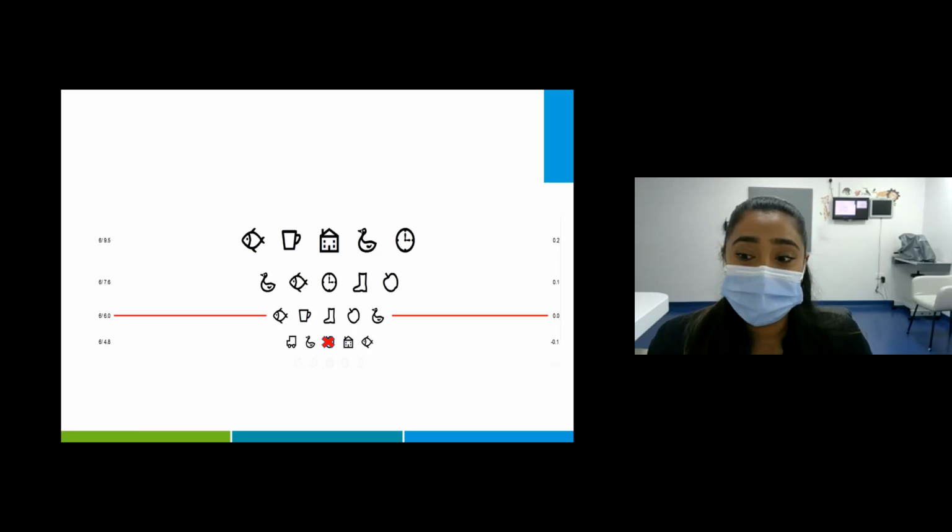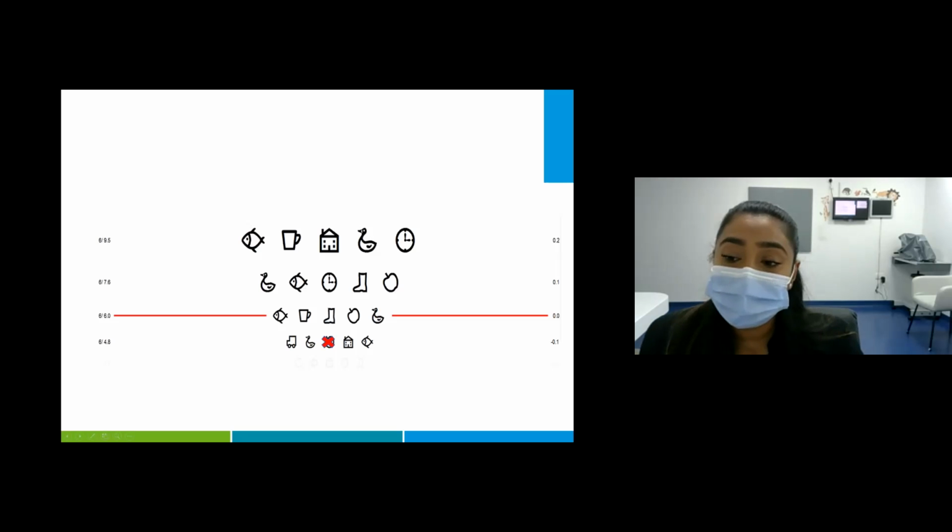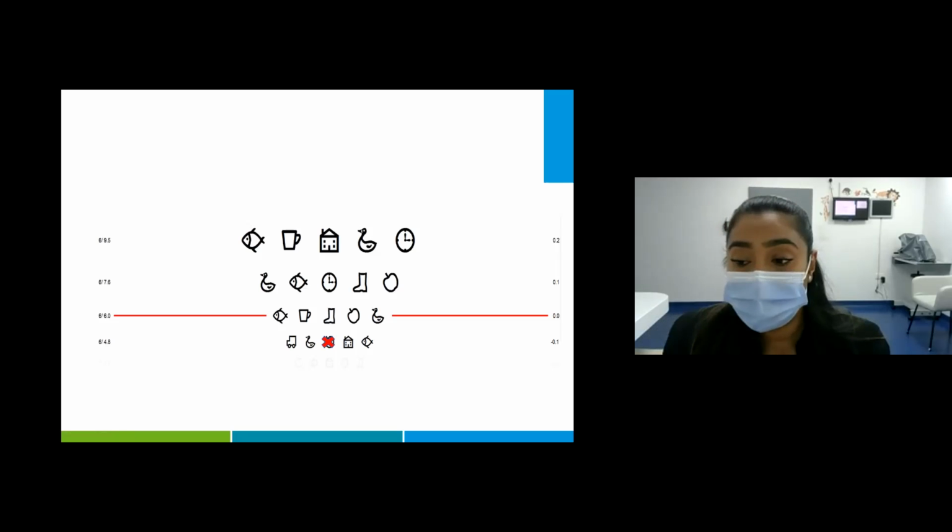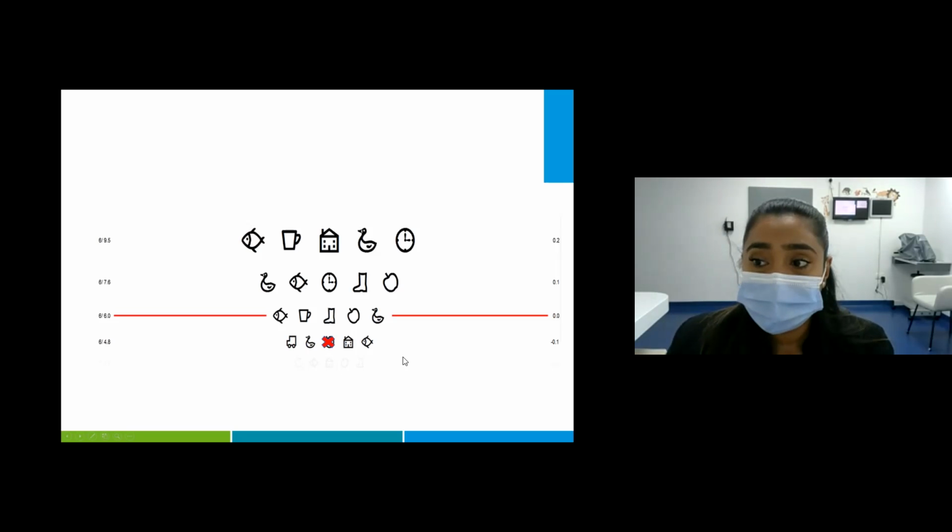So I'm going to move on to another example. This is on the minus 0.1 line. The patient has got one incorrect response on that line and all the rest are correct. Does anybody know what the score of this would be?